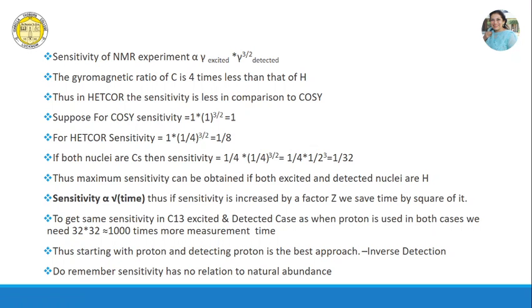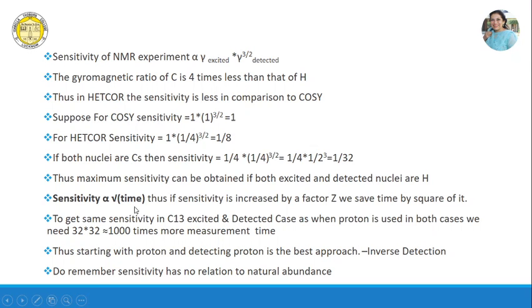If both the nuclei are C13, that means on the F1 axis is C13 and on the F2 axis is also C13, it becomes 1/4 multiplied by 1/4 raised to the power of 3 by 2, which is equal to 1 by 32. Thus, you can see this particular experiment will be very, very insensitive and will take a long time to measure. Thus, maximum sensitivity can be obtained if both the excited and the detected nuclei are hydrogens.